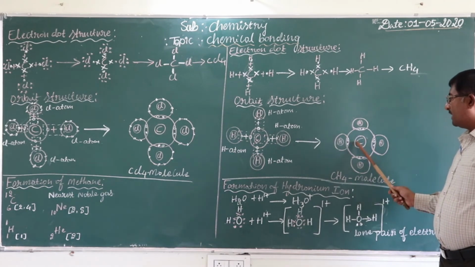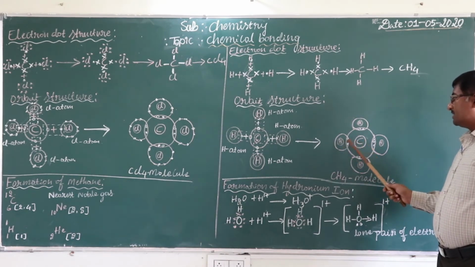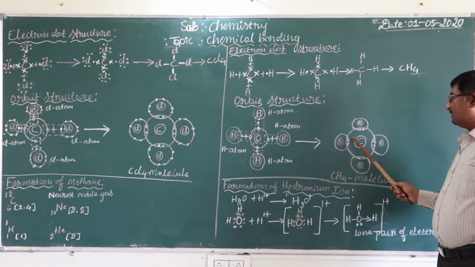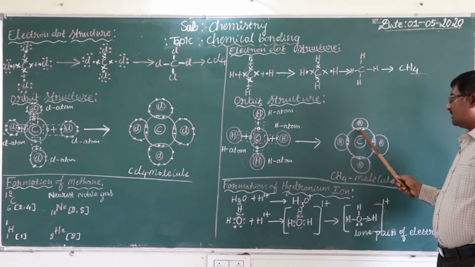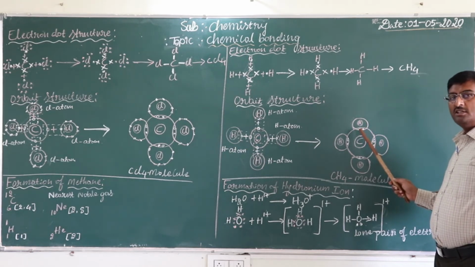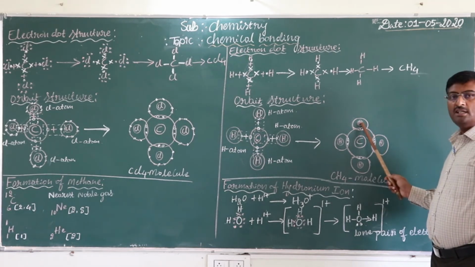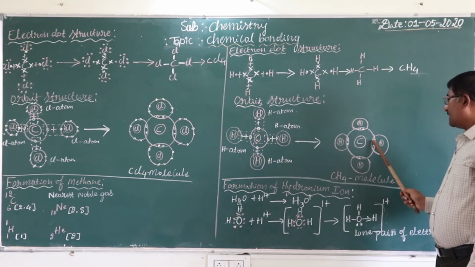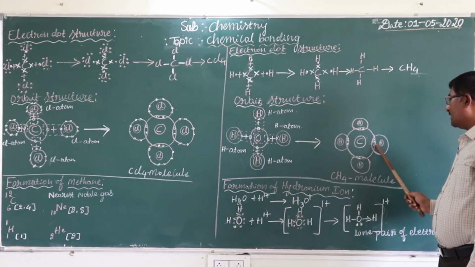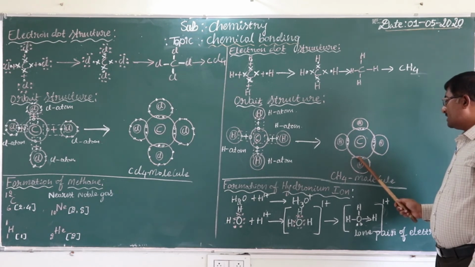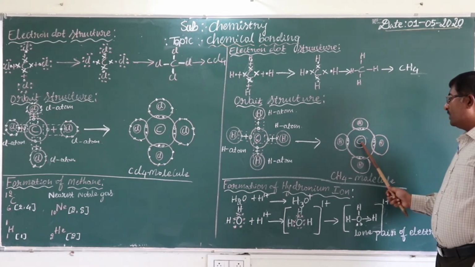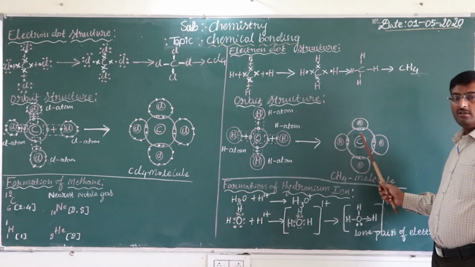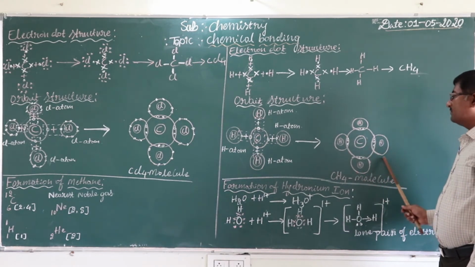See, between carbon and hydrogen, one pair of electrons is shared. This circle electron is given by the carbon, this dot electron is given by the hydrogen. Here also, this circle electron is given by carbon and this dot electron by hydrogen. Between each carbon and hydrogen, one pair of electrons is shared and the methane molecule is formed.